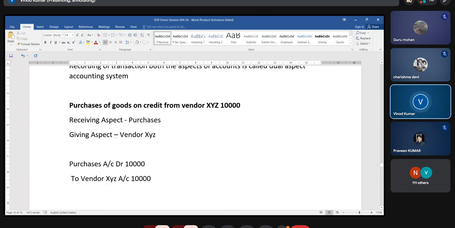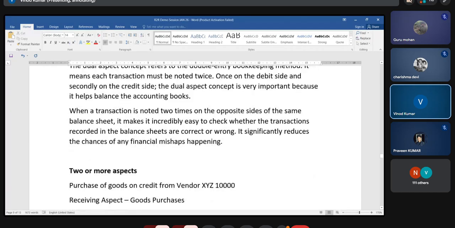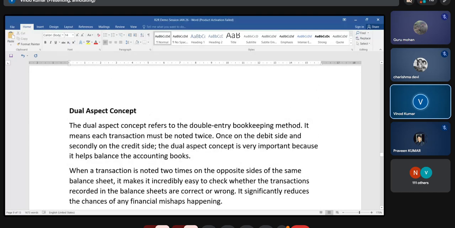Okay, dual aspect of accounting system. Yes, understand? It's clear. Let's see the definition now. The definition says that the dual aspect concept refers to the double entry bookkeeping method. It means each transaction must have one aspect on the debit side and another on the credit side. One is on the debit side, another one is on the credit side.